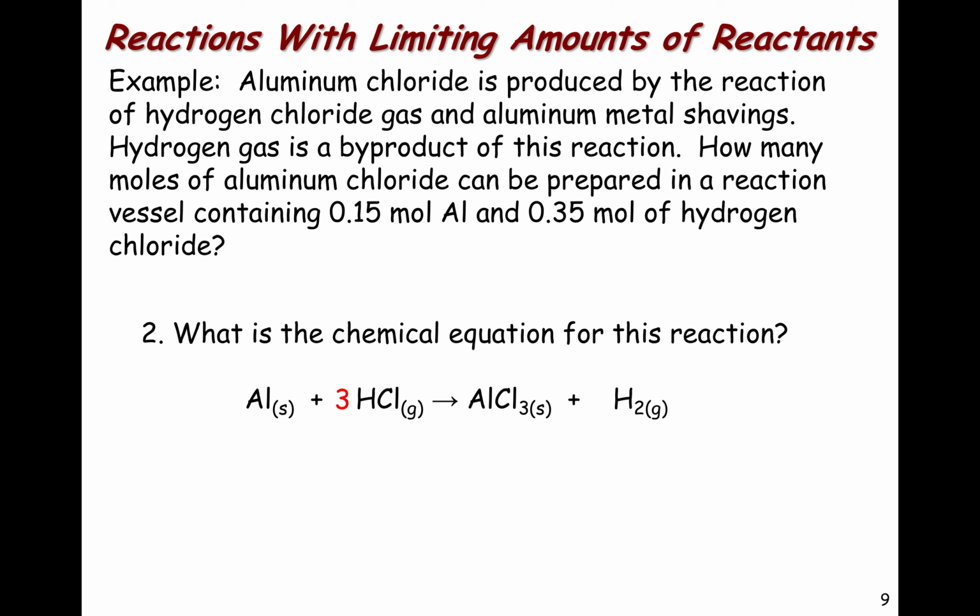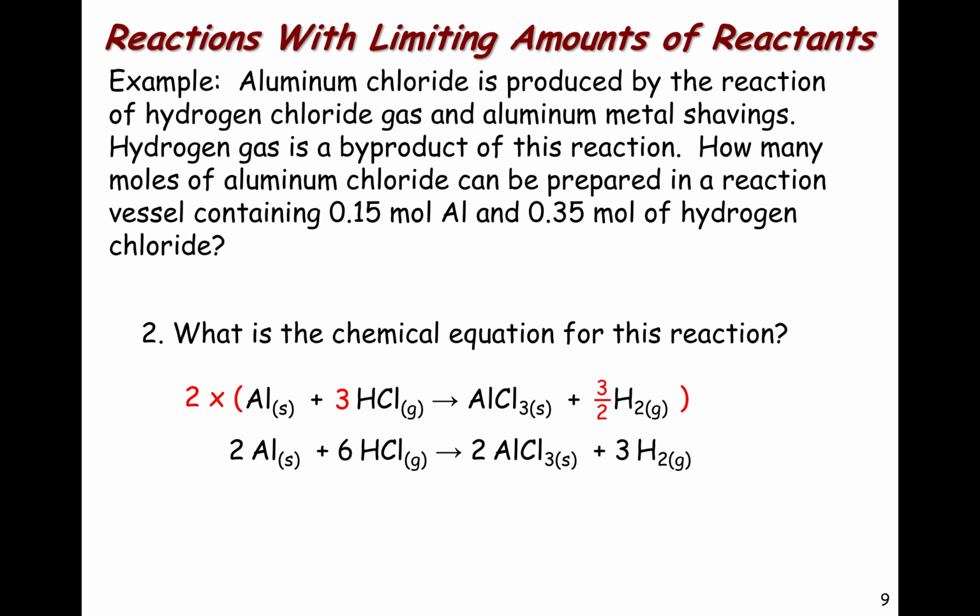And then finally we turn our attention to hydrogen. There are 3 hydrogens on the left, but only 2 on the right. So we would use a fraction of 3 halves to balance the hydrogens. But of course at this stage we need to get the lowest whole number ratio. To do that we would multiply all of these coefficients by 2, which then gives us a balanced overall reaction as seen here.